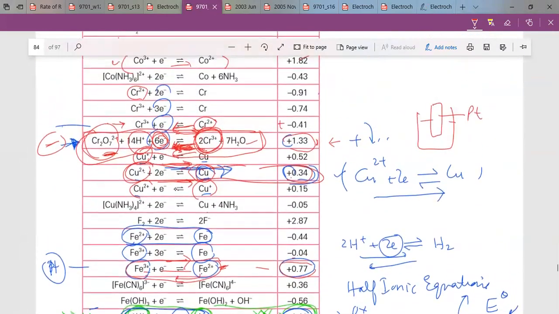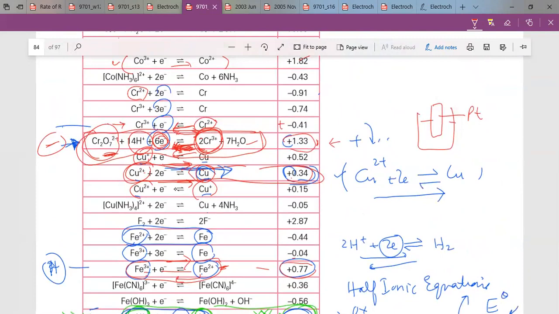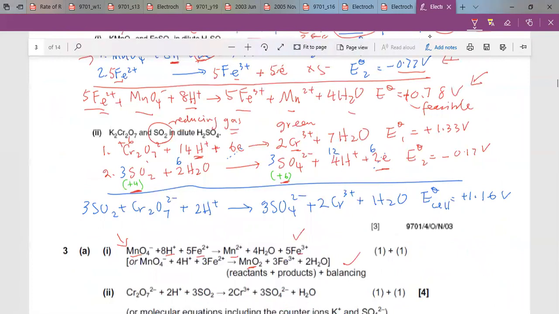Chromate, dichromate. I'm going to be faster so you can refer later. Right here: Cr2O7 2- plus electrons goes to Cr3+. So this is the first one here.